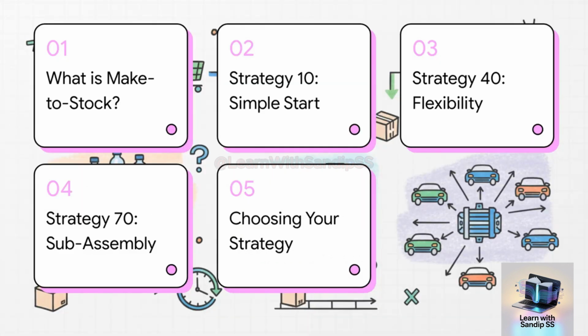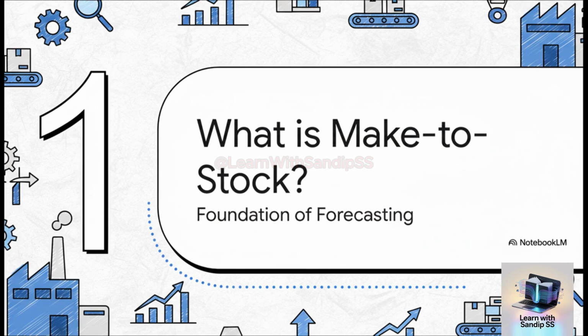So here's our game plan. We're going to start with the basics, what make-to-stock, or MTS, actually is. Then we'll walk through 3 key SAP strategies, the super simple Strategy 10, the much more flexible Strategy 40, and the really powerful component-focused Strategy 70. And to wrap it all up, we'll help you figure out which one is the right piece for your production puzzle.